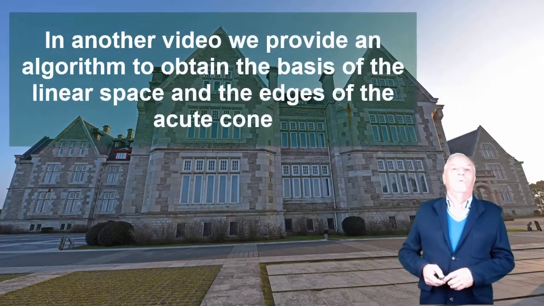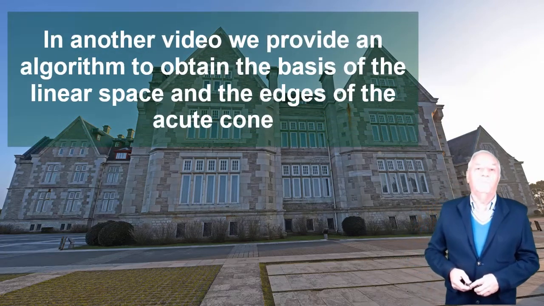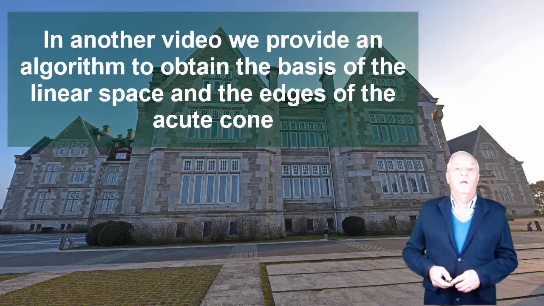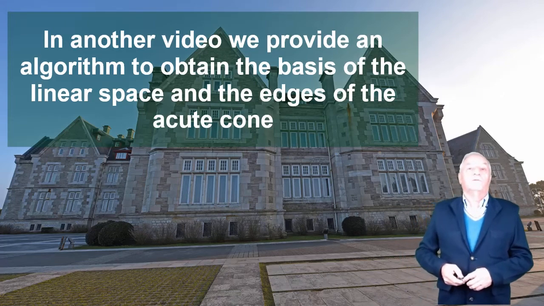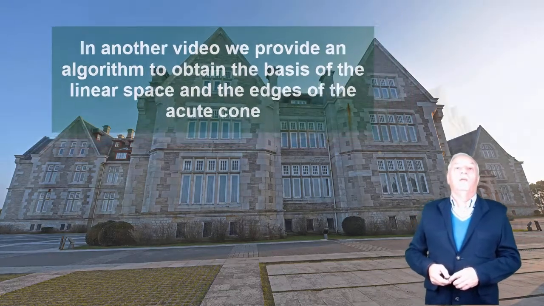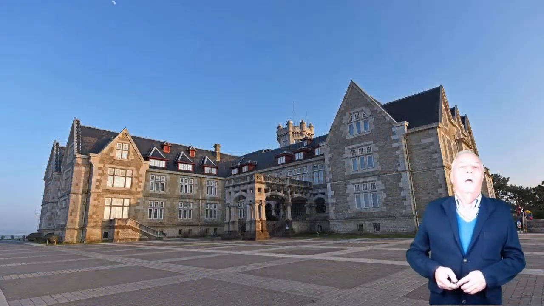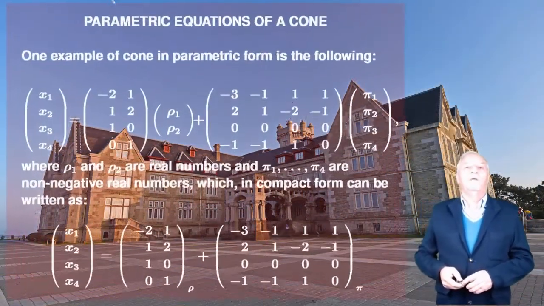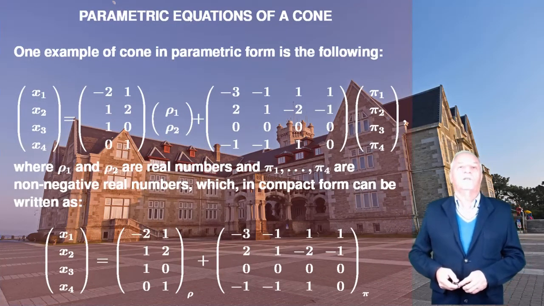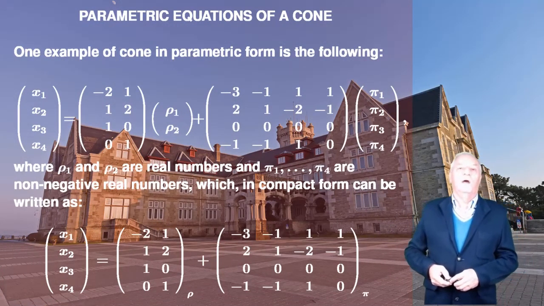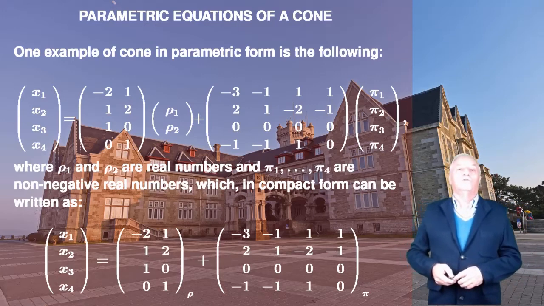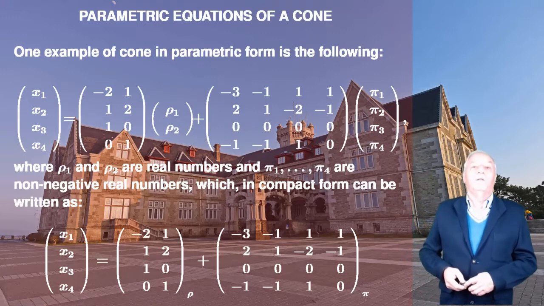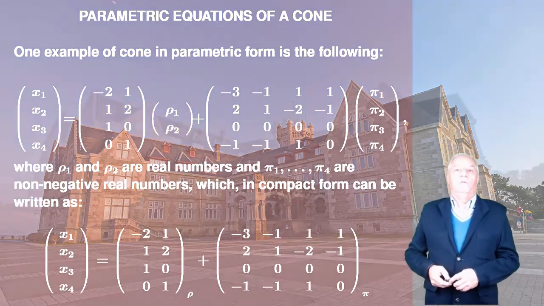In another video, we provide an algorithm implemented in JavaScript to obtain the standard form of a cone in its simplest form, that is, providing the basis of the vector space and the edges of the acute cone if they exist. A cone can be defined by its parametric equations, that is, a set of equations that permit obtaining all vectors in a given cone and only them. It is interesting to say that we can also use the equations of a cone, but they will be defined and explained after defining the dual cone of a cone in another video.